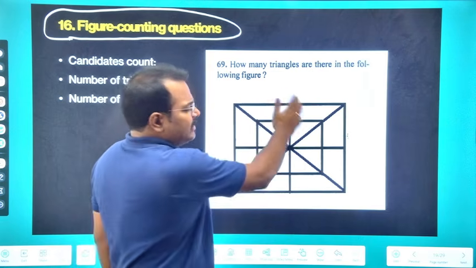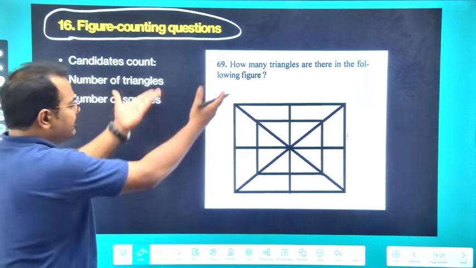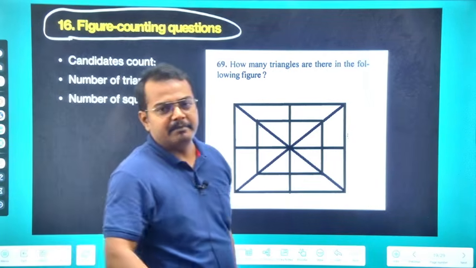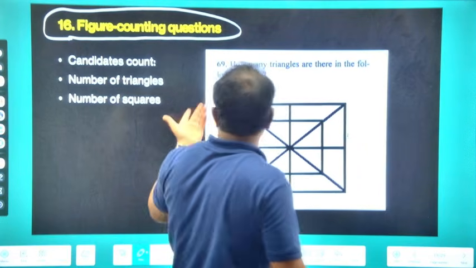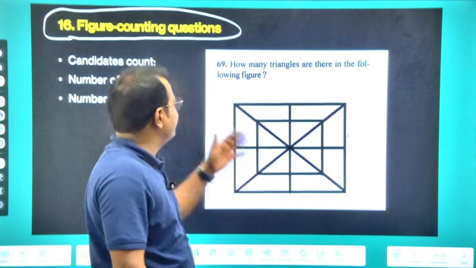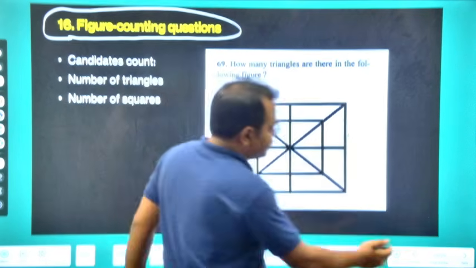Okay, and these are questions very easy to understand. So just easy cake, 2.5 marks. Calculate how many triangles, calculate how many squares, this type of question can be given. So again, this is question number 69.